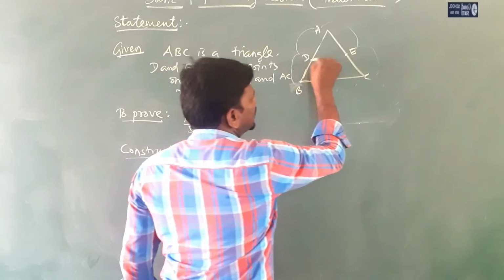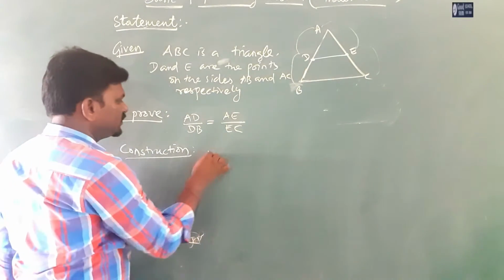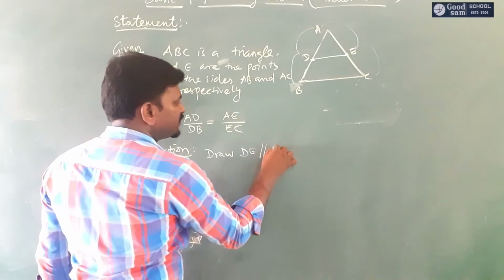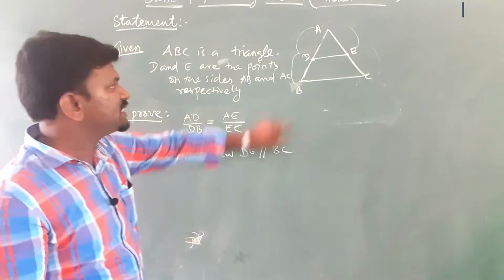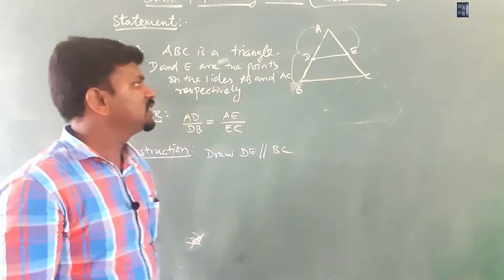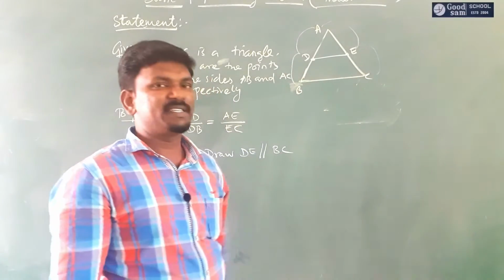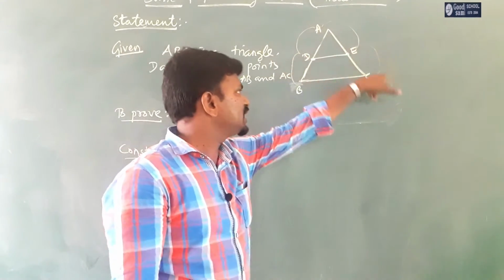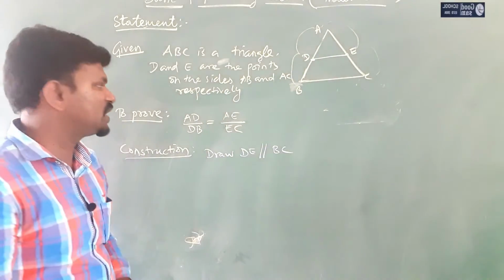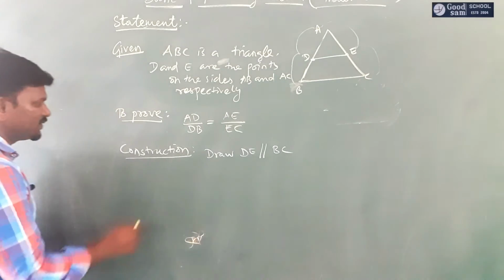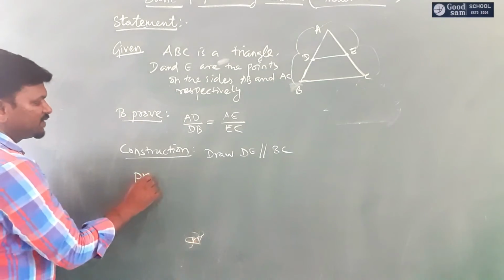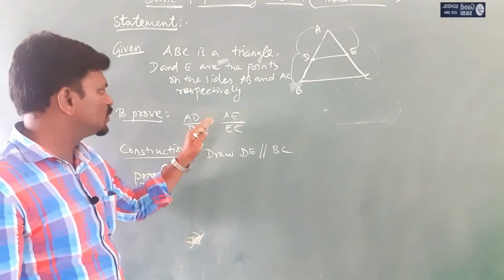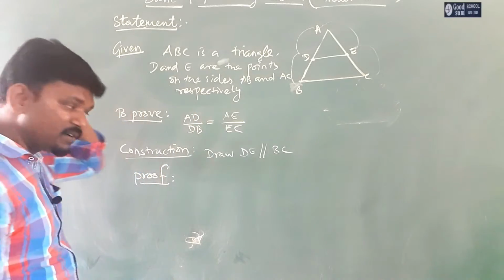What we are going to do is draw DE parallel to BC. This DE is parallel to the side BC. So if this is parallel, then it will be proportional, we have to say. That is the basic proportionality theorem. Okay, clear? Now the fifth one is proof, the process to bring this proof.